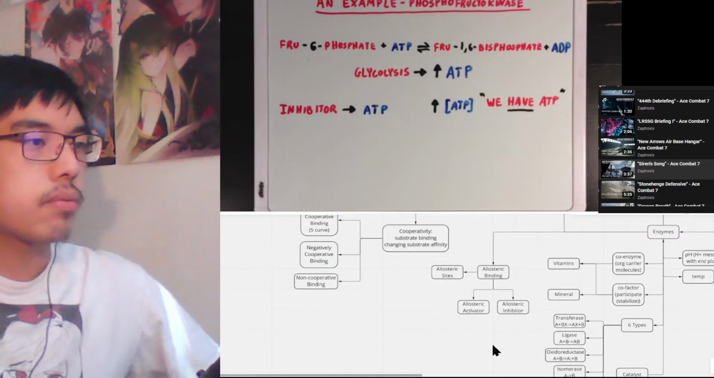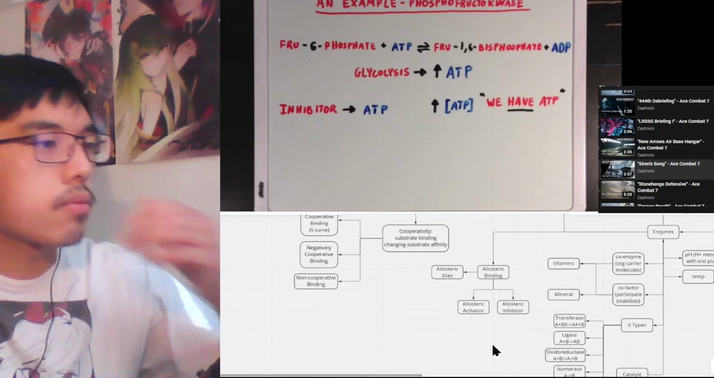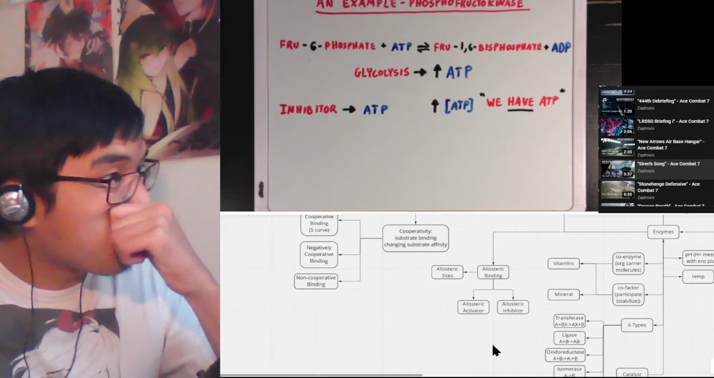And we don't need phosphofructokinase to push glycolysis along. So this would be a good example of a negative feedback loop, since making ATP slows down glycolysis and thus slows down the rate of ATP production.